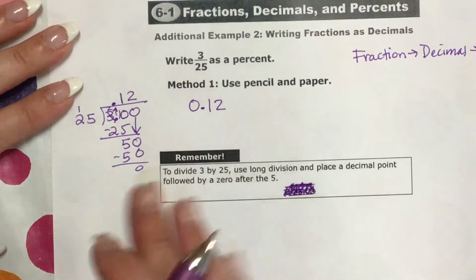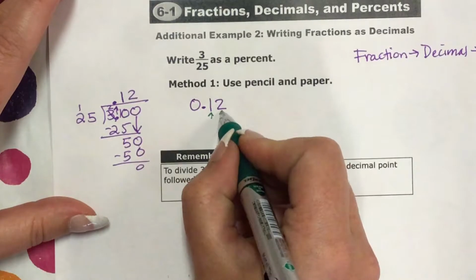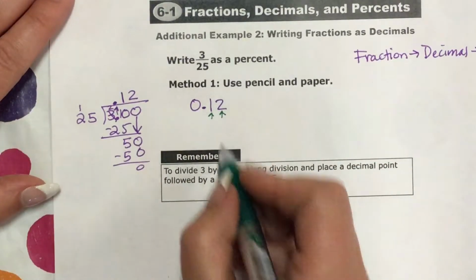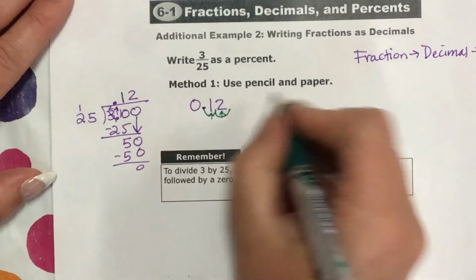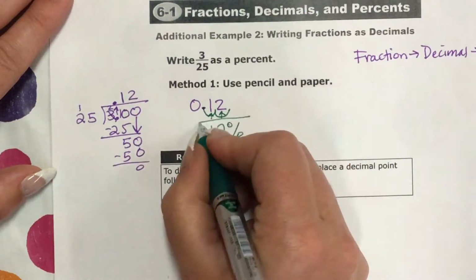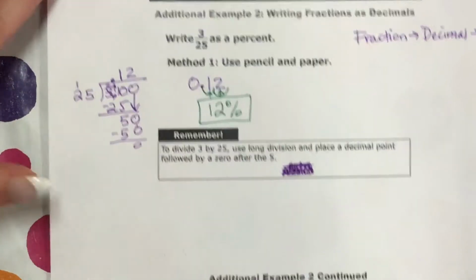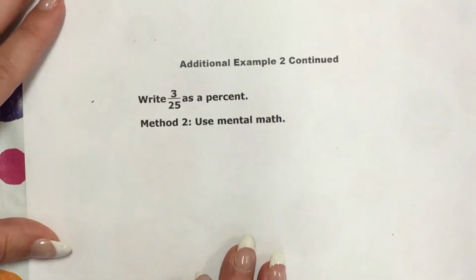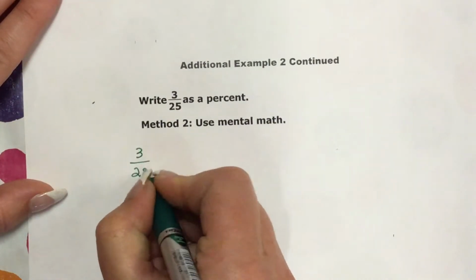And I know from the previous example that this is the tenths place, this is the hundredths place. So if I want to convert this to a percentage, I can just move this decimal place over 2 times, 1, 2, and I end up with 12, which is the same thing as 12%. Okay, now let's go down here and using the mental math way, we have 3 over 25.